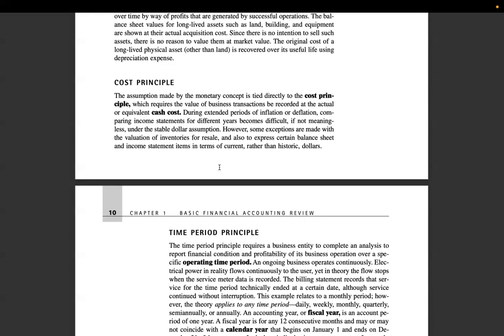The assumption made by the monetary concept is tied directly to the cost principle, which requires the value of business transactions be recorded at the actual or equivalent cash cost. During extended periods of inflation or deflation, comparing income statements for different years becomes difficult, if not meaningless, under the stable dollar assumption. However, some exceptions are made with the valuation of inventories for resale and also to express certain balance sheet and income statement items in terms of current rather than historic dollars.